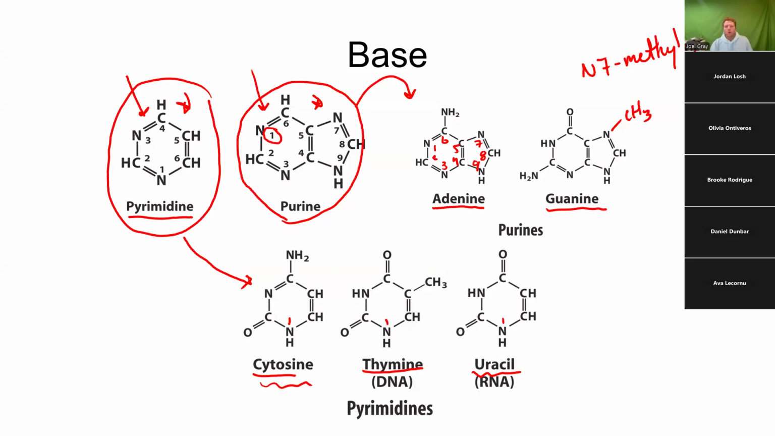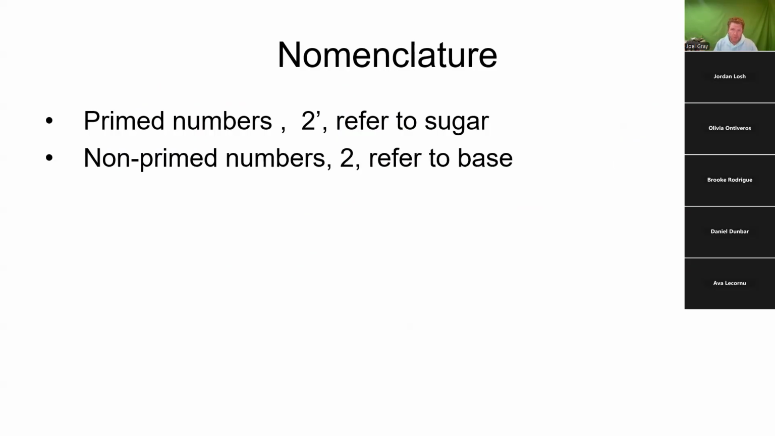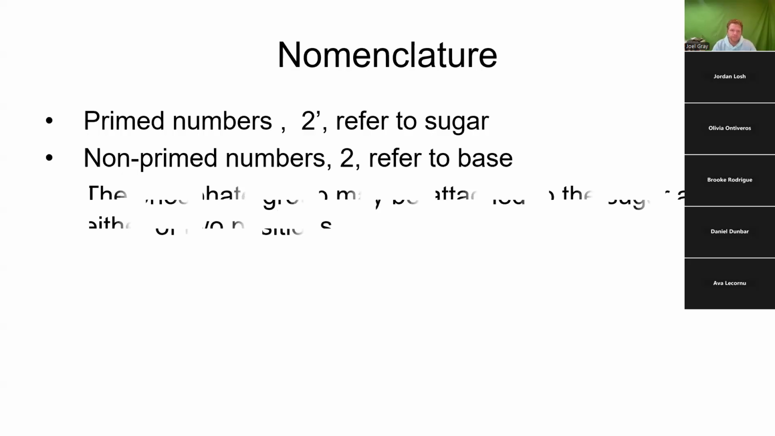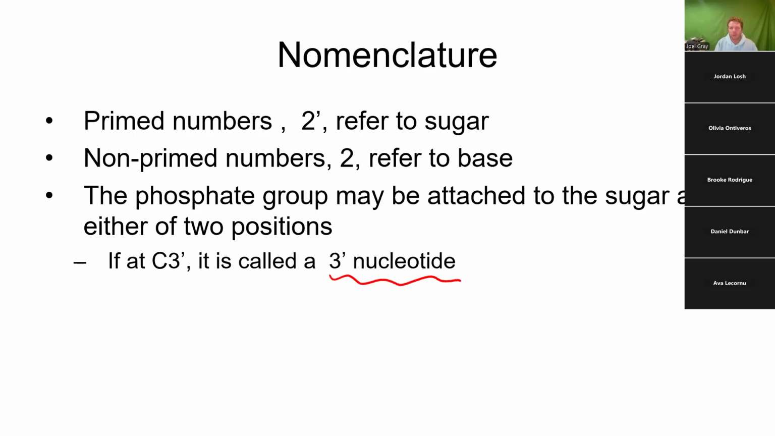Okay. Now, when it comes to nomenclature and important rules of nomenclature, just as a summary of what I just said, was the primed numbers. 2 prime, for instance, references atoms within the sugar. That sugar is either ribose or deoxyribose. Your non-prime numbers are referencing atoms within your nitrogenous bases. So 2, 3, 4, and so on. Those are in reference to the atoms within the rings of your nitrogenous bases. The phosphate group may be attached to the sugar at one of two positions. It could be at the C3 prime, in which case you have made a 3 prime nucleotide.